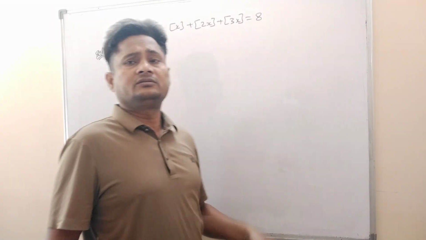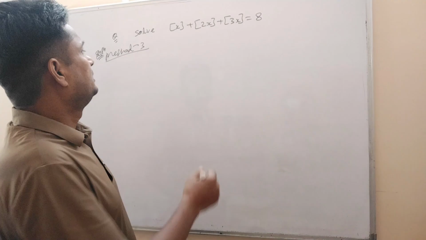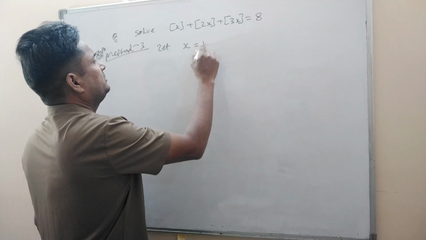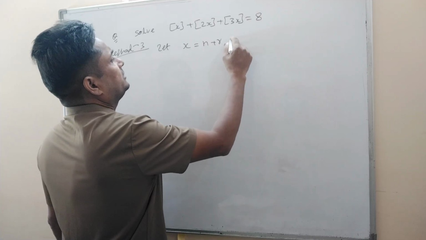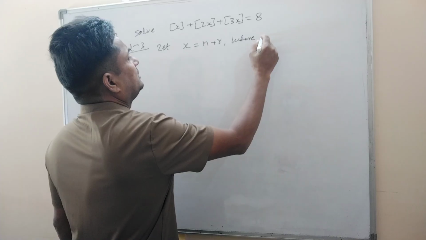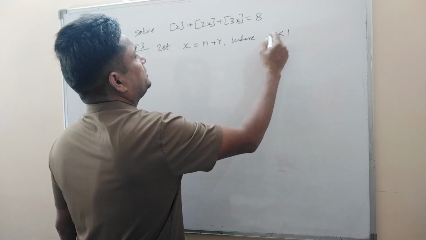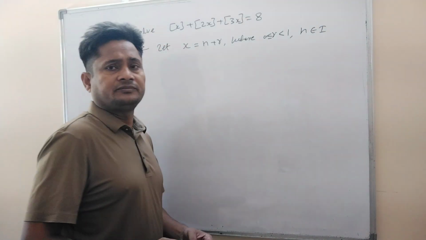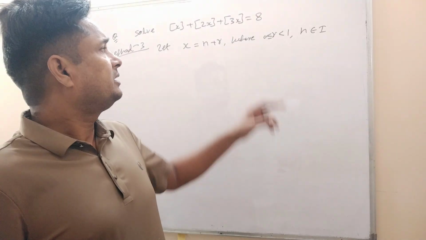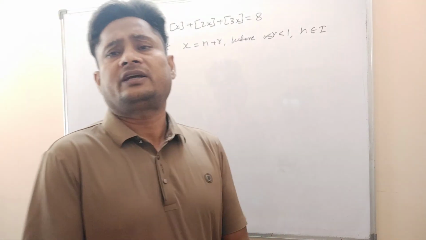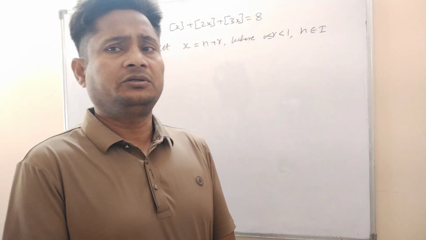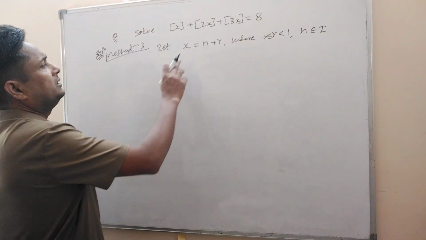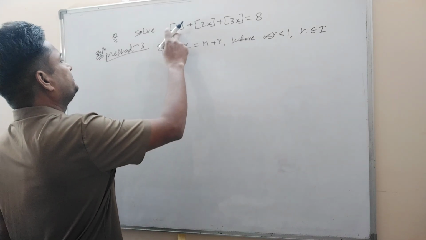This question we can solve by substituting. Let x is equal to n plus r, where r lies between 0 to 1 and n belongs to integer. Here n is an integer and r is any fractional value that lies between 0 to 1. So now substitute this value in this equation.